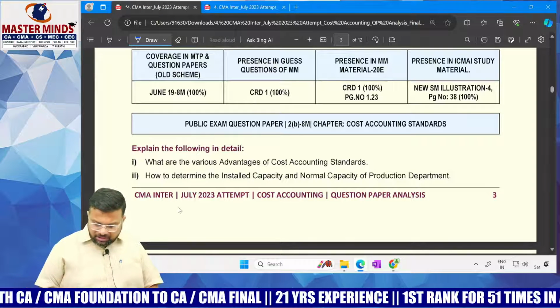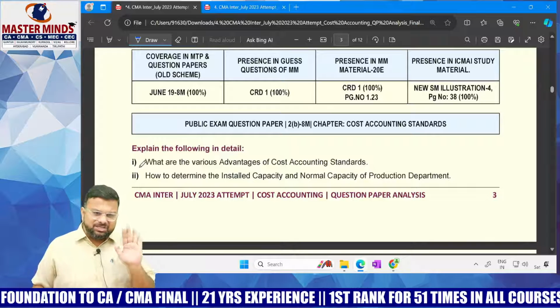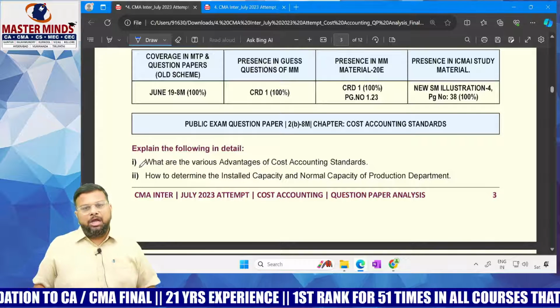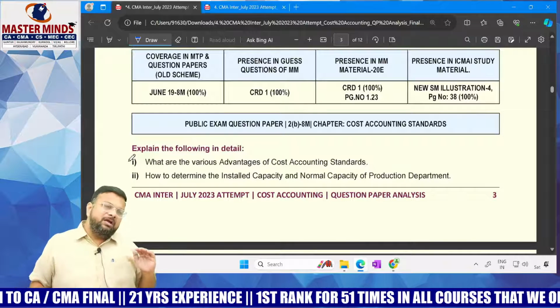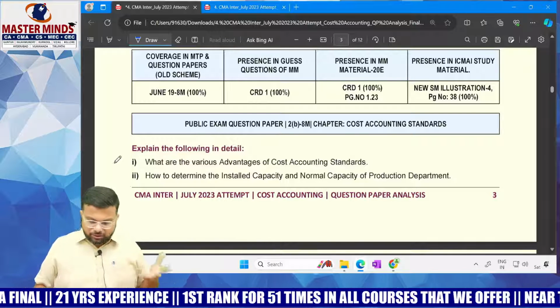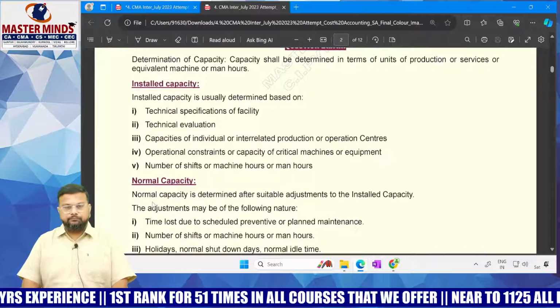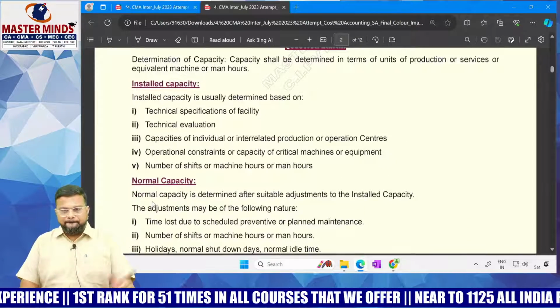Next, what is the difference between installed capacity and normal capacity? Installed capacity means capacity which is mentioned by the manufacturer, and normal capacity means after adjusting idle time and other things from installed capacity, whatever capacity you get is called normal capacity. The answer is also given here. Okay, right.